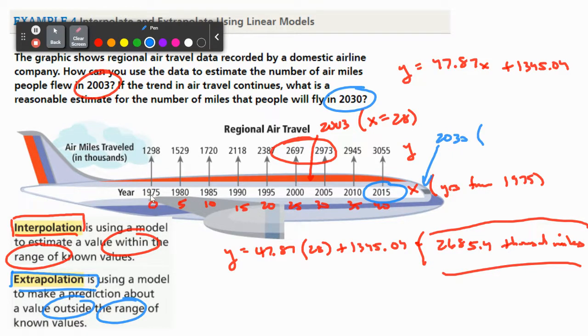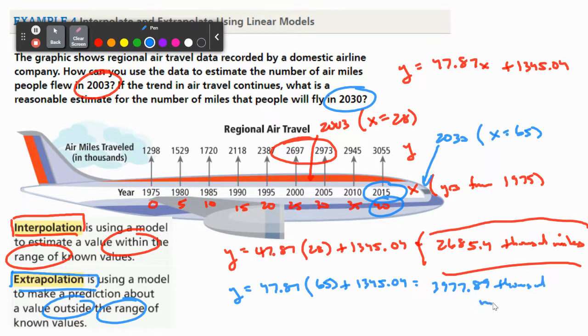If I subtract 1975 from it, I get an x value of 65, way above the last x value of 40. This is a value beyond the range of values. So this is going to be an extrapolation. This prediction might not be reliable for us to use. We can still make it though, right? Y equals 47.87 times 65 plus 1345.04. And again, you just type it into Desmos, and you're going to get 3977.89, and that's in thousands of miles.